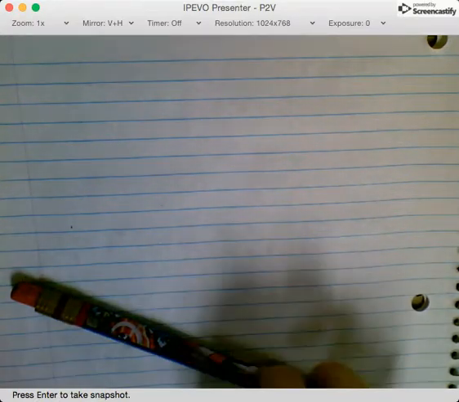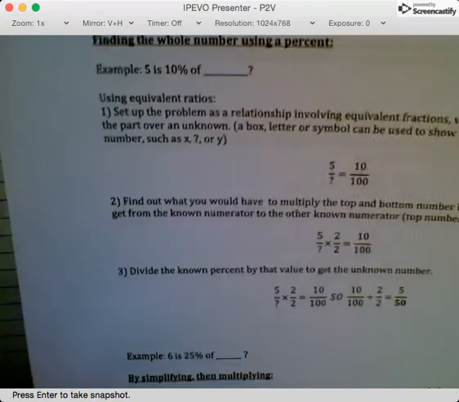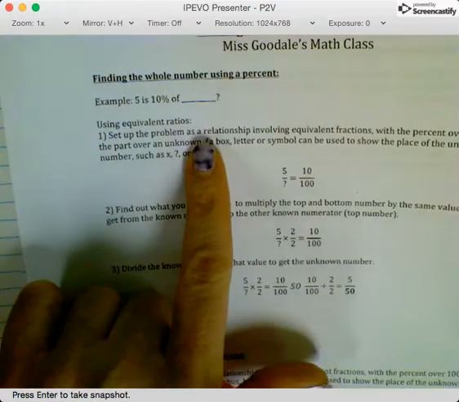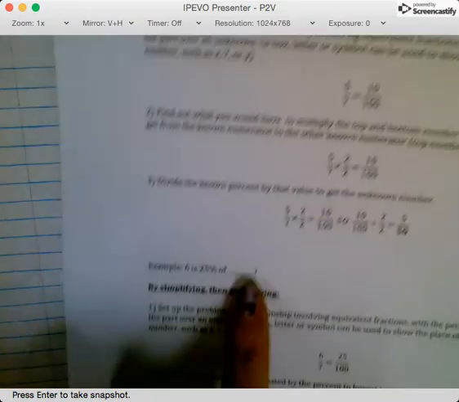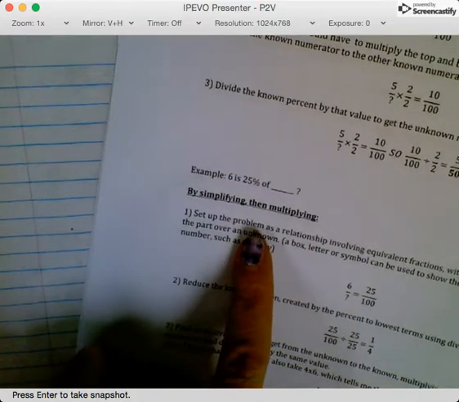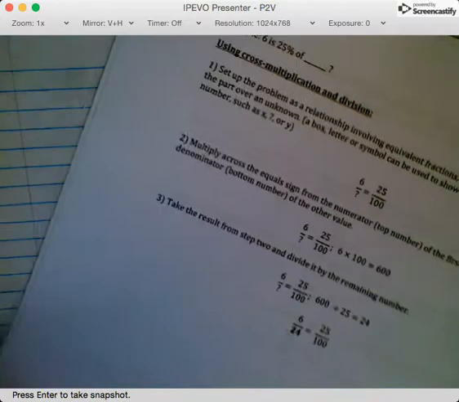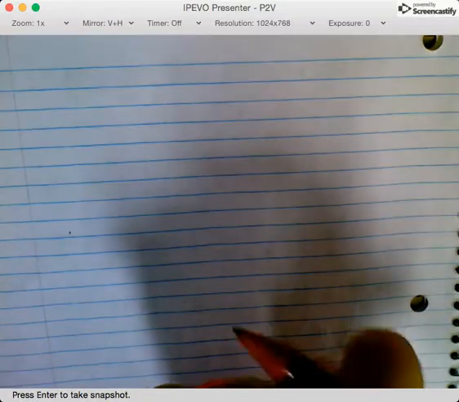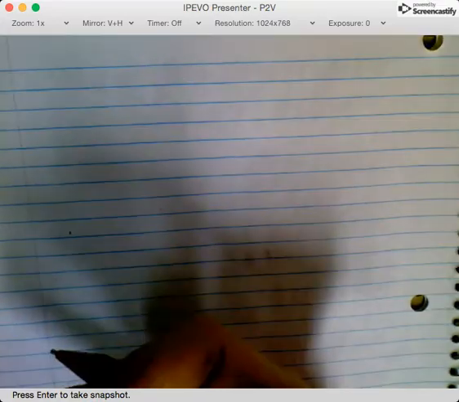You should have some notes on this, and in my notes I describe using 3 different methods. One of them is just using the percent, by simplifying and multiplying, and using cross multiplication and division. So basically, the first thing that we do is find a way to set it up as a ratio or proportion and then solve from there for the missing number.